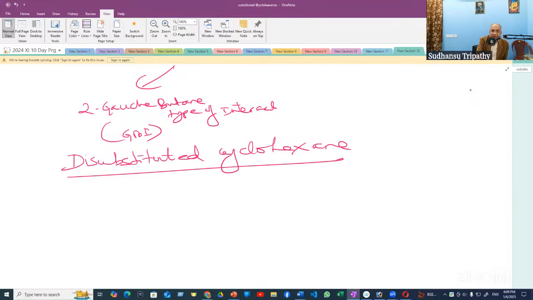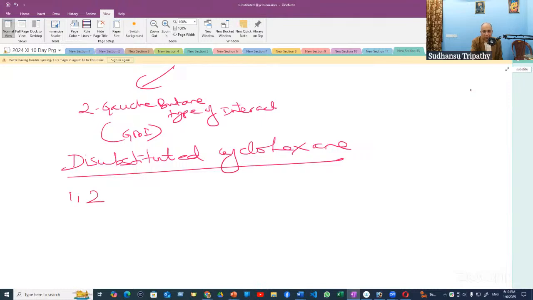Here we shall be taking up 1,2, 1,3 and 1,4, because these things will be required for our GCOC. When we study mechanism in cyclohexane, substituted cyclohexane, if it is in the equatorial position, then the new group will occupy the axial position if it is an SN2 process. And sometimes SN2 will not happen because of steric congestion.